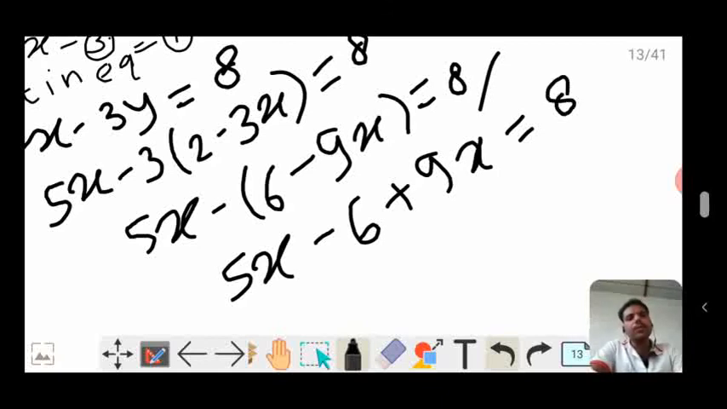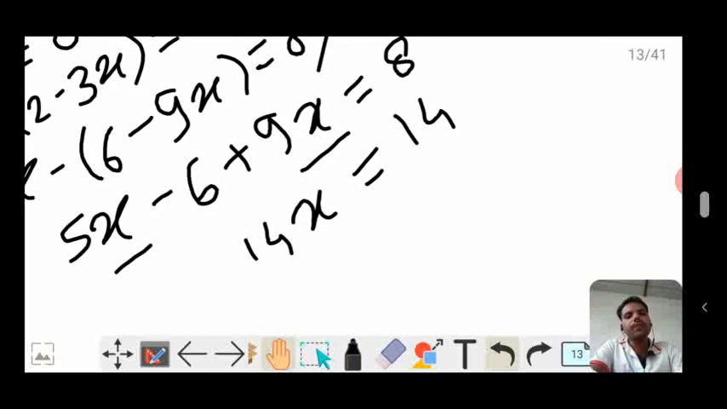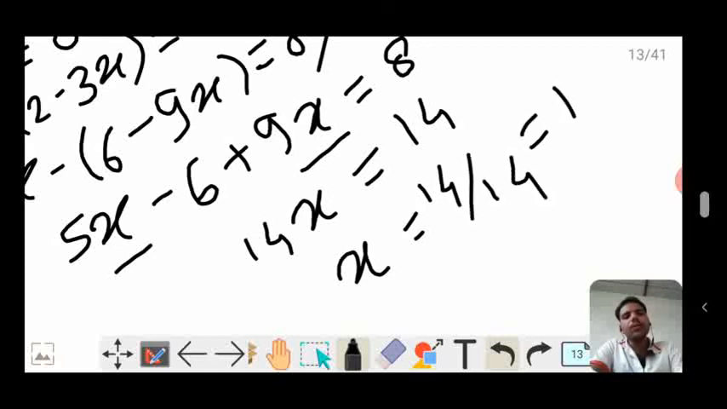So by solving this we get 9x plus 5x is equal to 14x, and we shift this minus 6 to the right side of the equal sign, so we get 8 plus 6 is equal to 14. So we get the value of x is equal to 14 by 14, that is equal to 1.